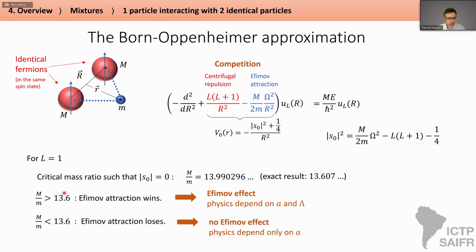Right. So depending on the mass ratio, we can have the Efimov effect. And in that case, the physics depends on the scattering lengths and three-body parameter because it goes to short distance. Or when the mass ratio is smaller than 20.6, then the Efimov attraction loses, and there's no Efimov effect. This potential becomes repulsive, and the physics depends only on a, the scattering length, and does not depend on the short range physics. There's no need for a three-body parameter.